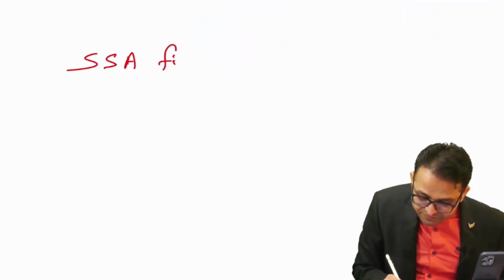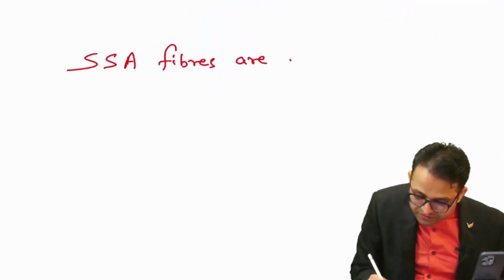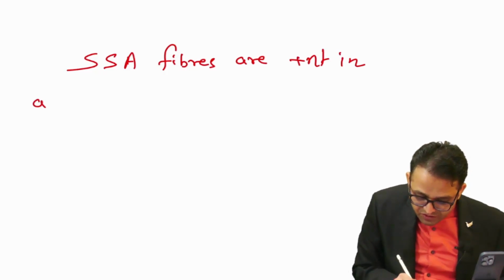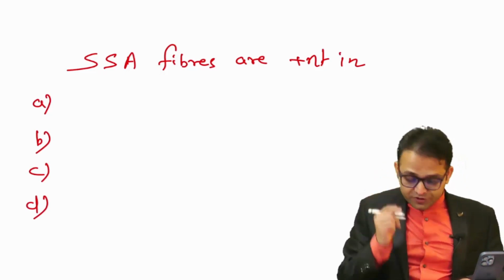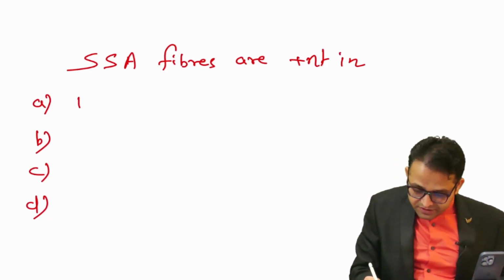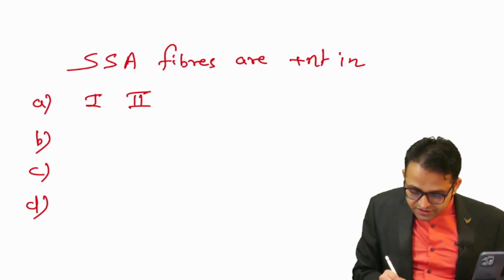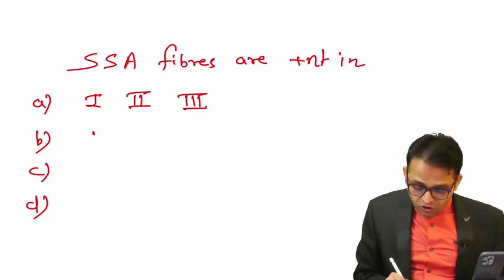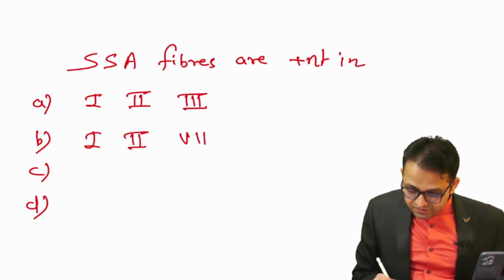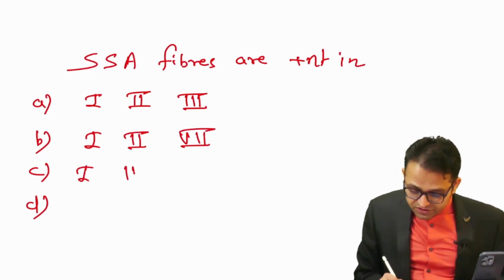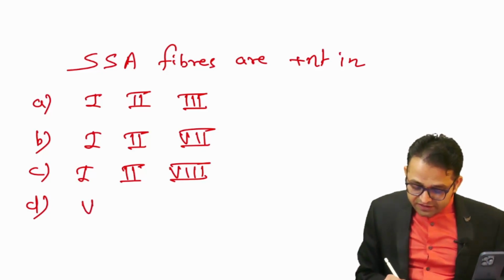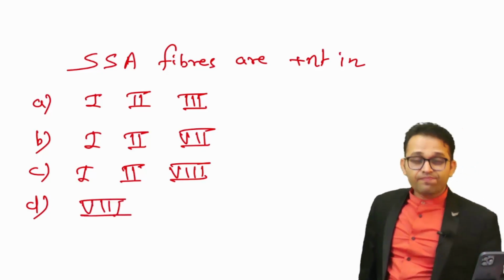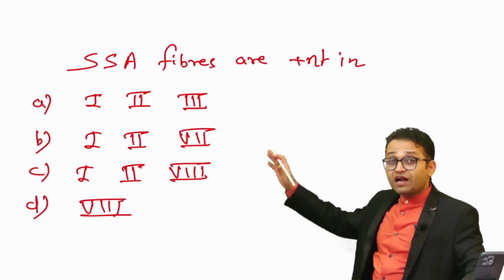The question will be asked: special somatic efferent fibers are present in options A, B, C, D. They will put the options like first, second, third; first, second, 7; first, second, 8th; and 8th. So they are talking about the fibers.